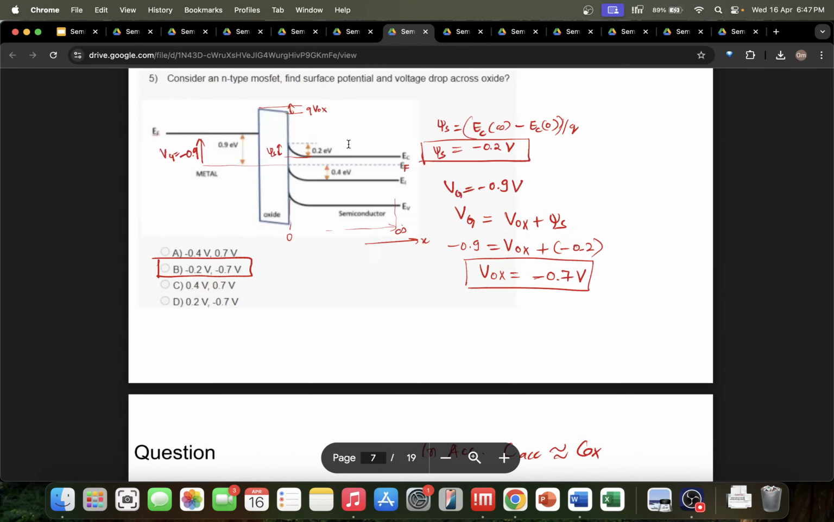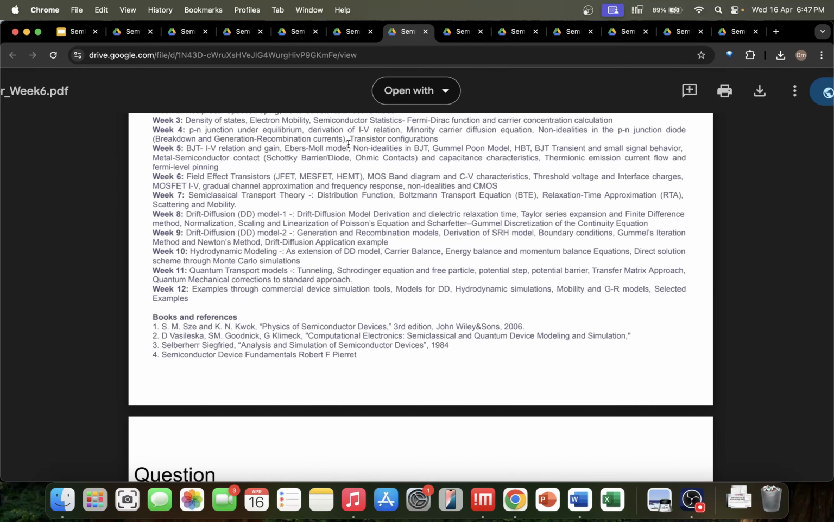So overall, in this week, the most important questions are MOSFET electrostatics, what is surface potential, what are the different potentials in the MOSFET, and how band bending occurs. All this is very, very important.